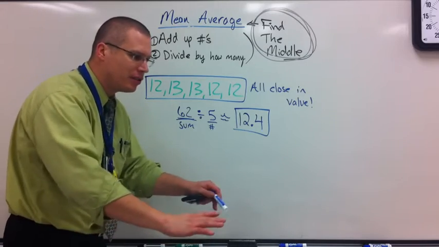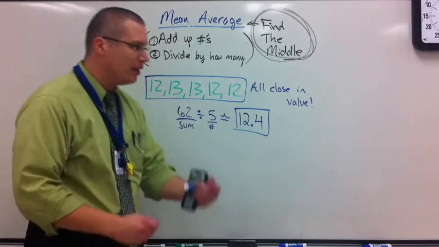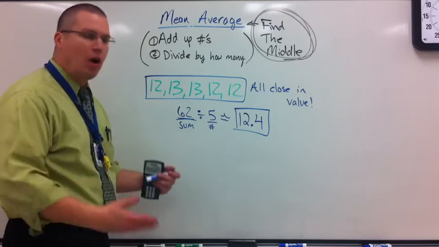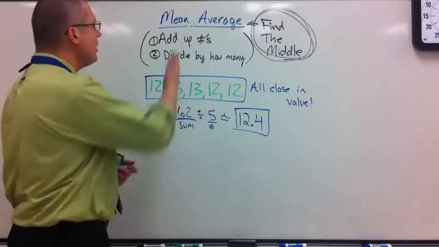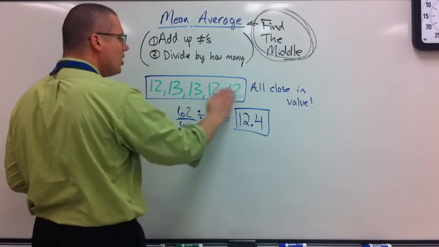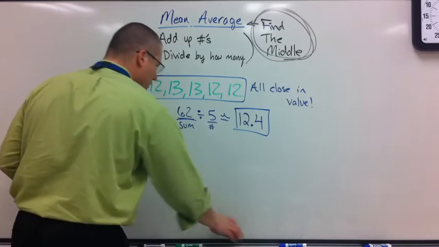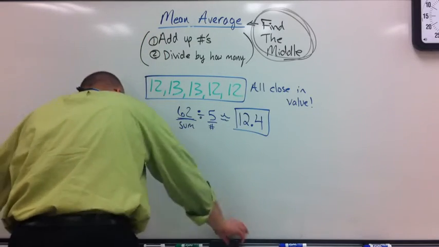The ground's nice and soft, you dig your shovel in, you get a chunk of dirt out. That is what a shovel is used for: soft ground that you can dig into. This is what the mean is for. When all the numbers are pretty close together, the mean works great. I'm going to leave this up.